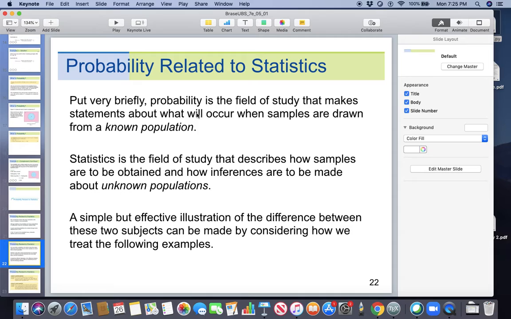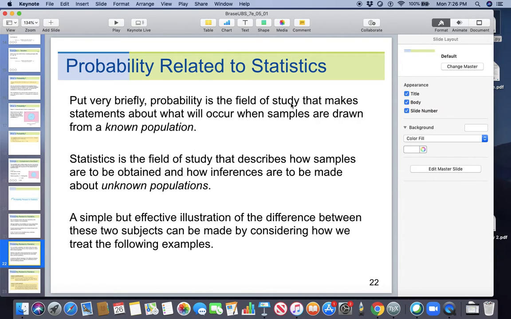Now, put very briefly, probability is the field of study that makes statements about what will occur when samples are drawn from a known population. Statistics is the field of study that describes how samples are to be obtained and how inferences are to be made about unknown populations. Okay. Now, a simple but effective illustration of the difference between these two subjects can be made by considering how we treat the following examples. So, let's look at this a little bit more.